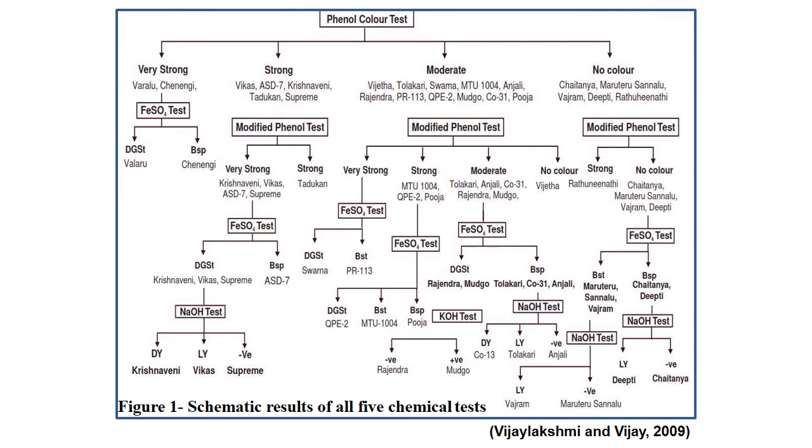This is a flowchart of phenol color test, where different chemicals are used in order to assess the characters by getting different colors as end products.